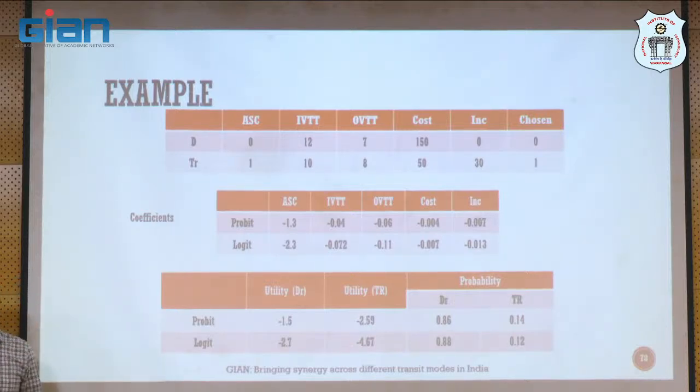So you'll see that both models don't give you exactly the same values for probability, but they're pretty close. So if you're using the probit model, you will say 86% chance they'll be right. If you're using the logit model, it's 88%. Okay, does it make sense? Any questions?